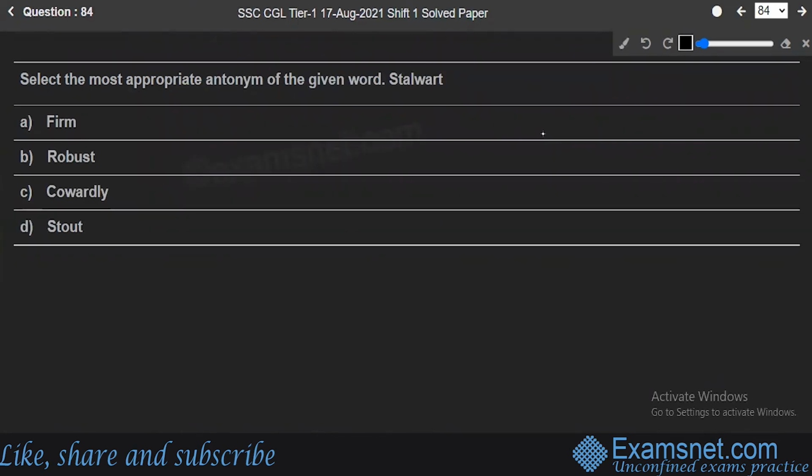You have to select the most appropriate antonym of the given word, and the given word is stalwart. And the given options are firm, robust, cowardly, and stout. Let's see the meaning of all of these words one by one. Stalwart means loyal, reliable, hardworking, right?